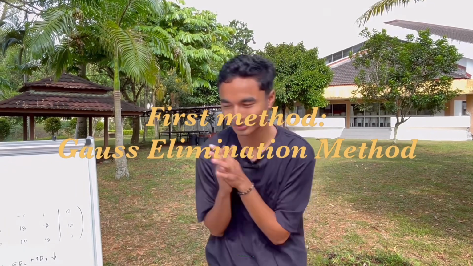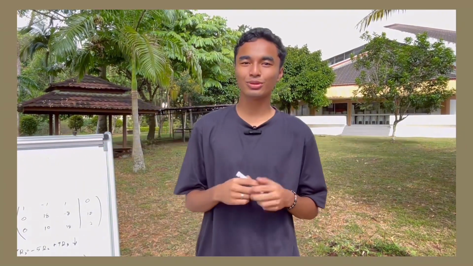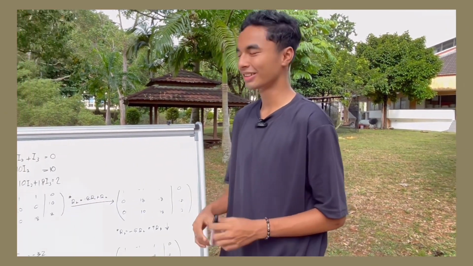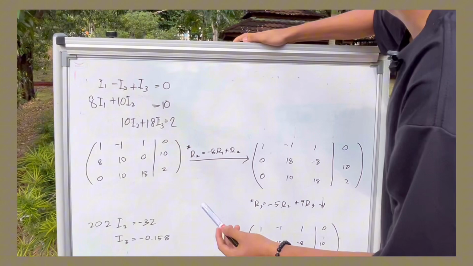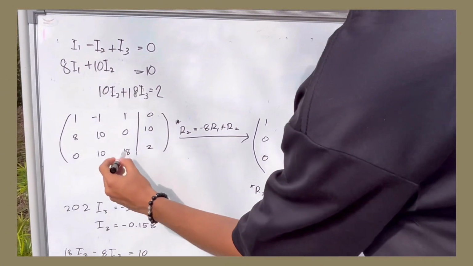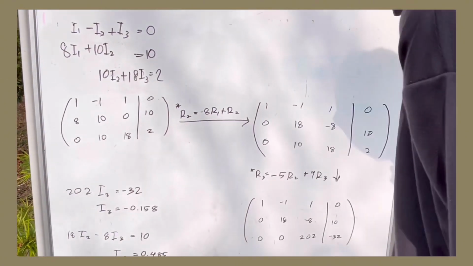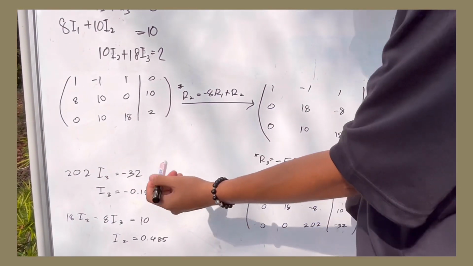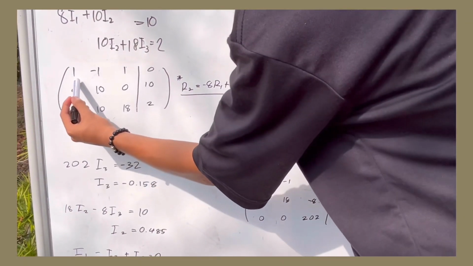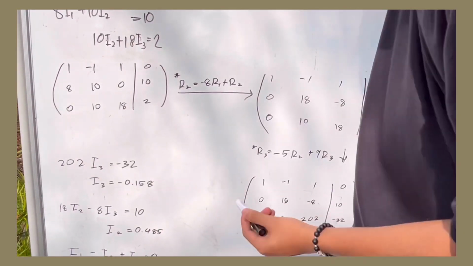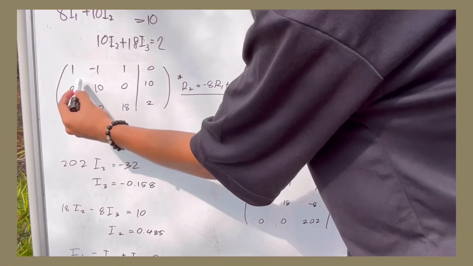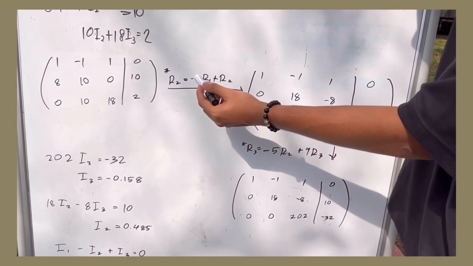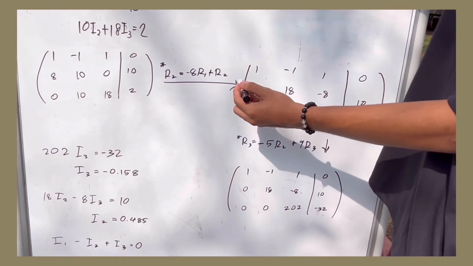First method, Gauss elimination method. Hello guys, today I'm going to teach you how to solve the equation using the Gauss elimination method. First, we're going to turn this 3 into 0. For the first step, we turn this into 0, but it's already 0, so it's okay. Then the next step, we turn this into 0. To do that, row 2 equals negative R1 plus row 2.